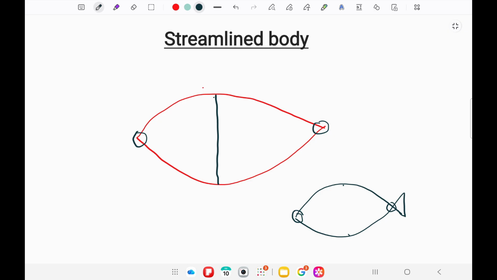Can you guess a few of the objects that are made streamlined? Yes, the airplane and the ships, they are made streamlined. Why? So that the fluid through which they are flowing provides least resistance to them and they can sail through those fluids easily. The fishes have fins also, which help them to swim through the water. So these are the adaptations in the fishes.